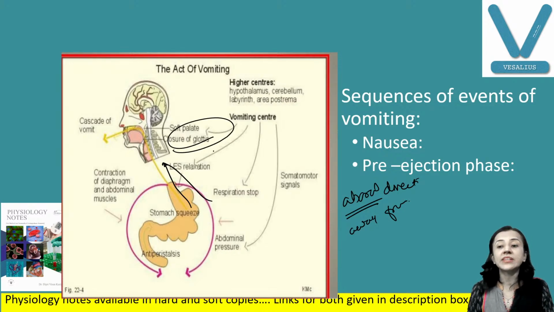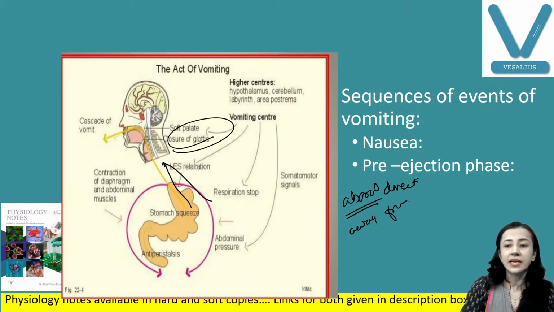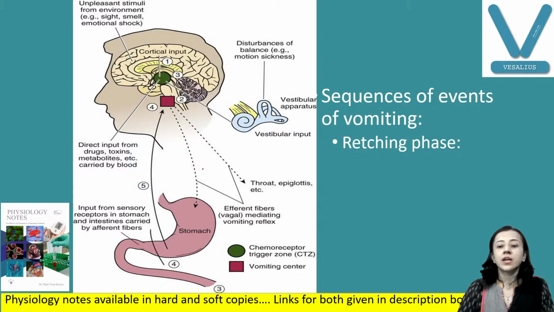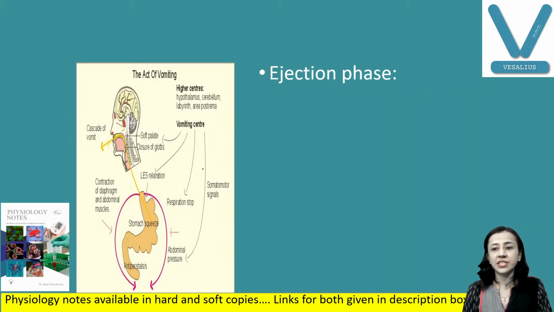Because it is to prevent aspiration of the vomiting content into the trachea, and there is rhythmic action of respiratory muscles, contraction of abdominal and intercostal muscles, and diaphragmatic muscles also. Okay. Next is ejection phase. Here what happens during ejection phase, closure of glottis is continuous.